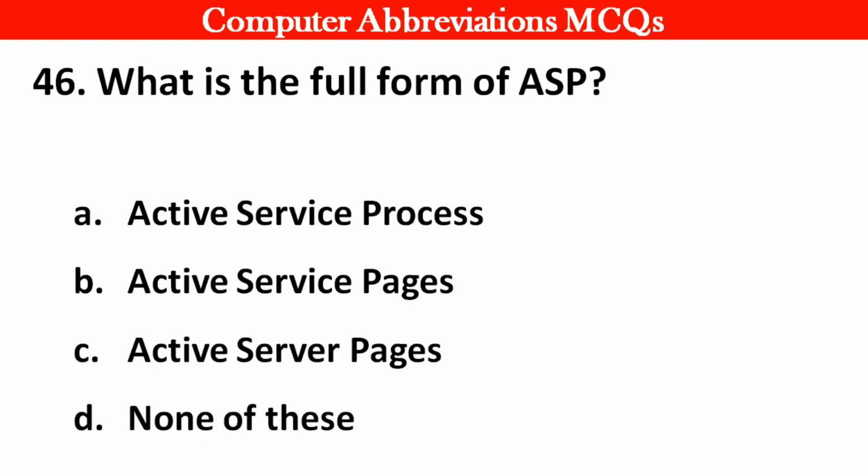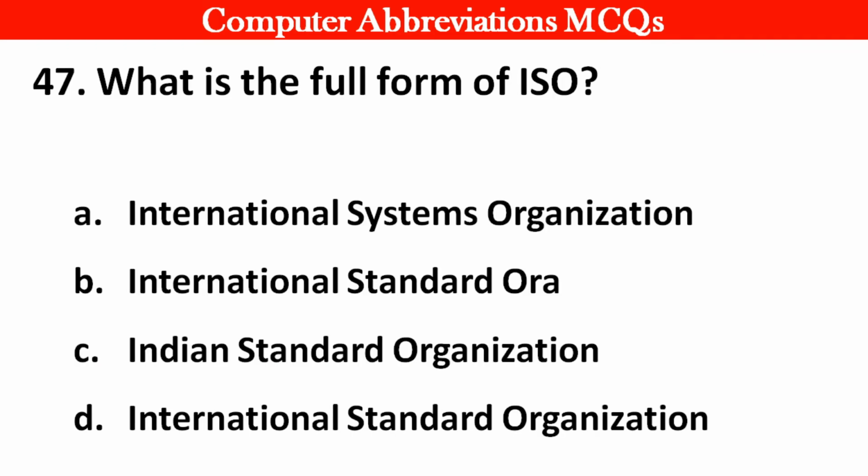Next question. What is the full form of ASP? Right answer is option C, Active Server Page. Next question. What is the full form of ISO? Right answer is option D, International Standard Organization.